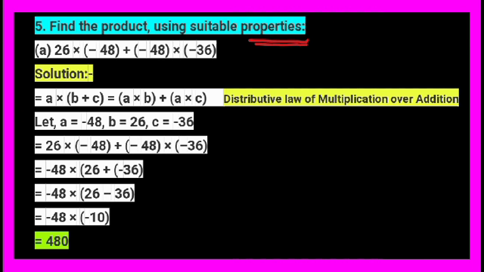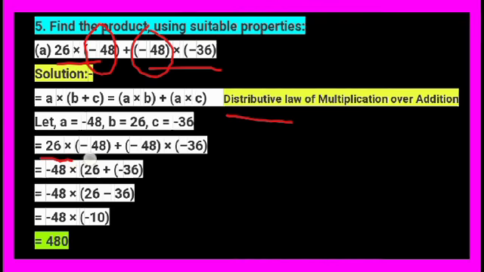As we know that here we have one common number, which is minus 48, in both this multiplication, right? This one and this multiplication. And previously we have learnt about this distributive property of multiplication over addition, right? So we follow this property and we consider A is equal to minus 48, B is equal to 26 and C is equal to minus 36.